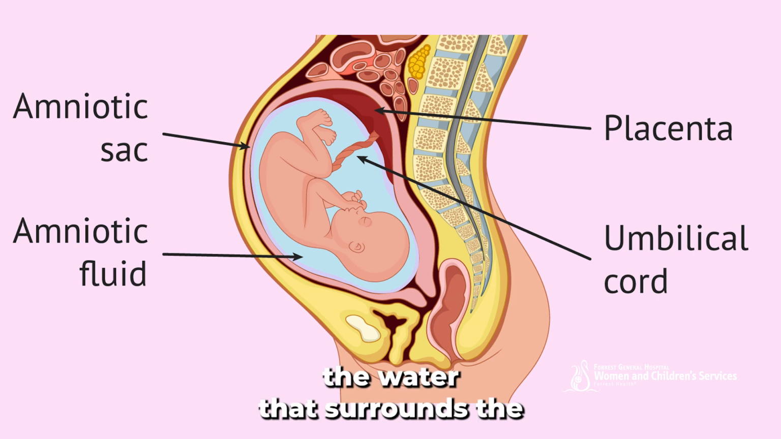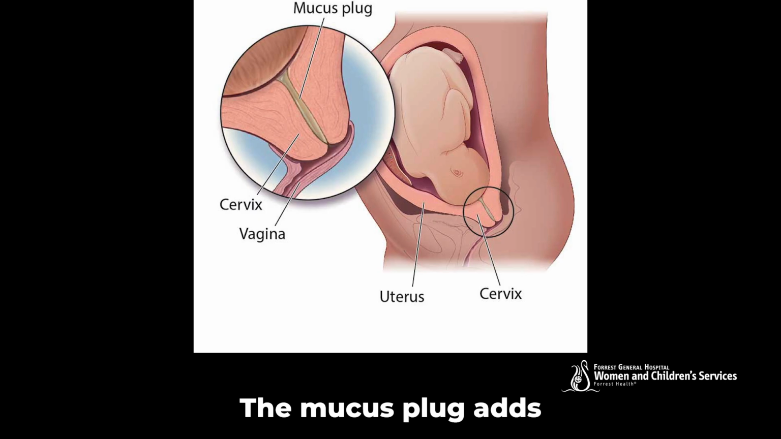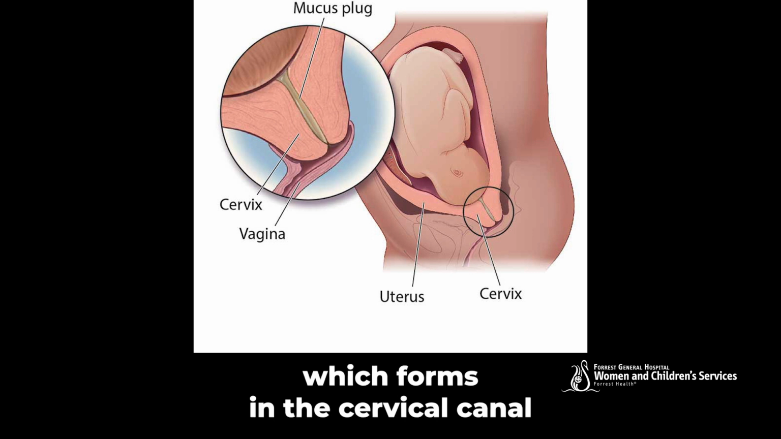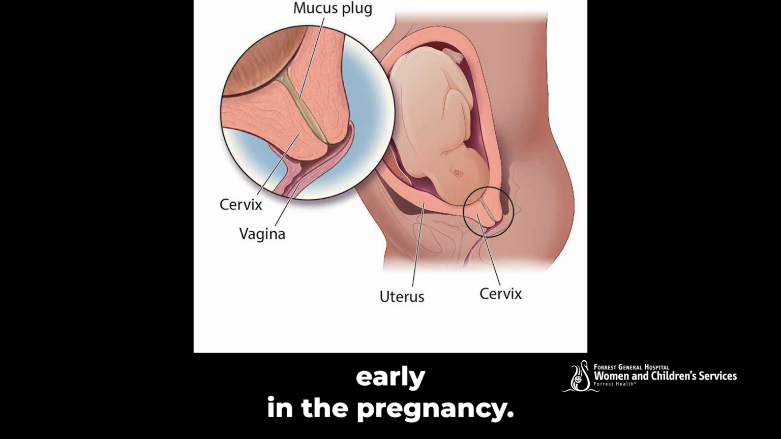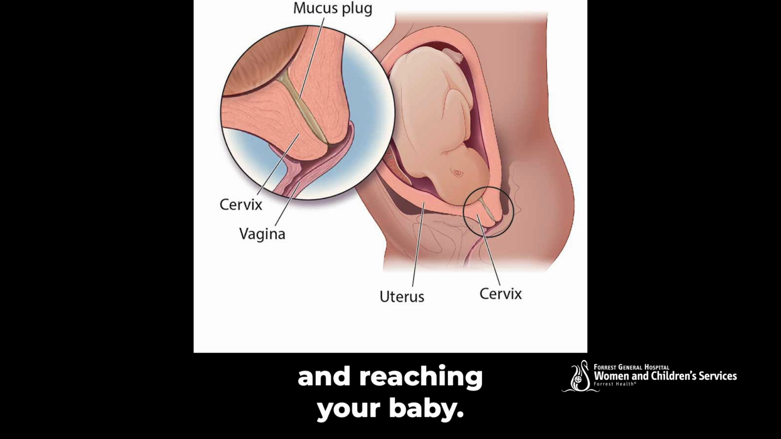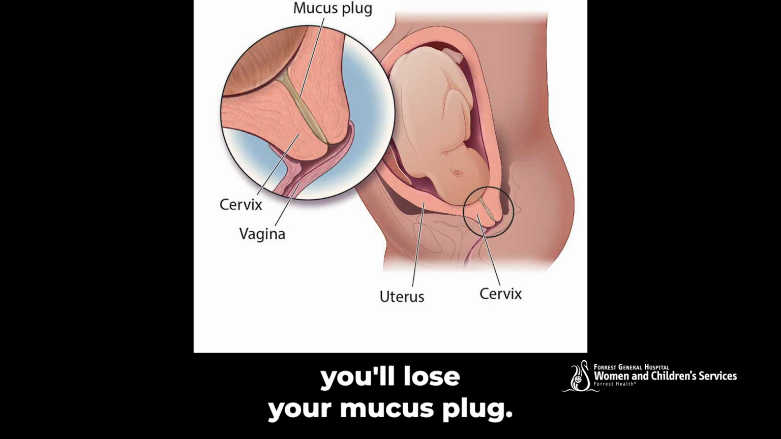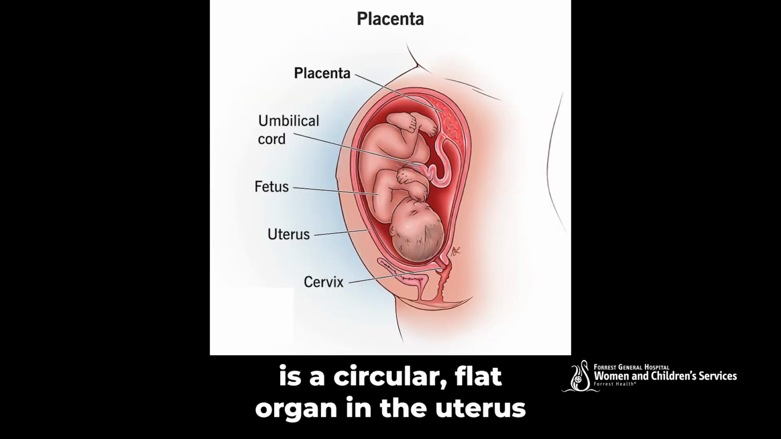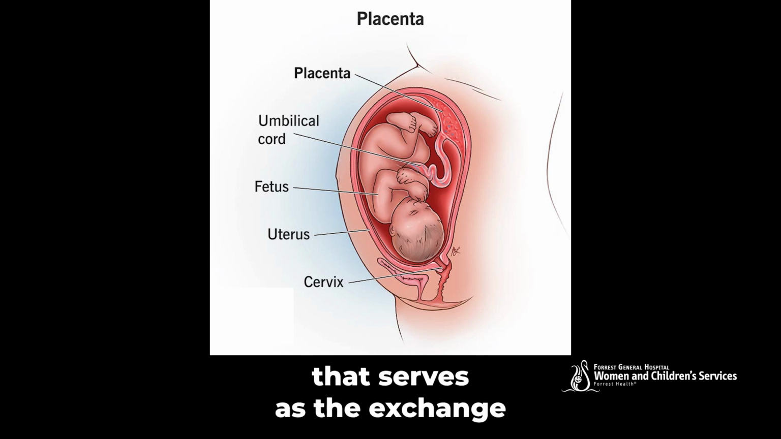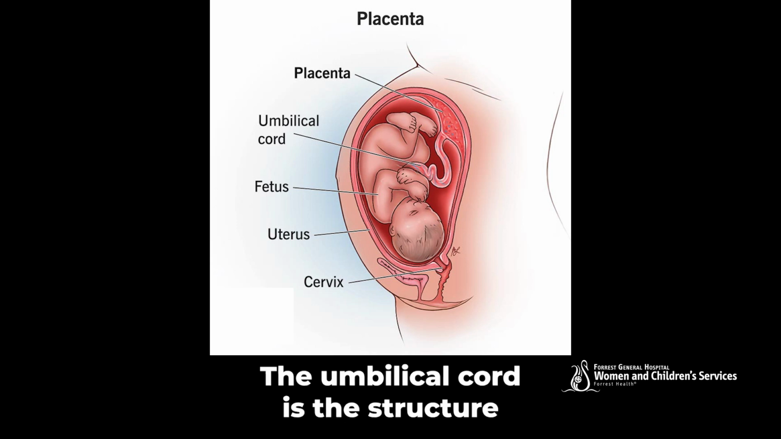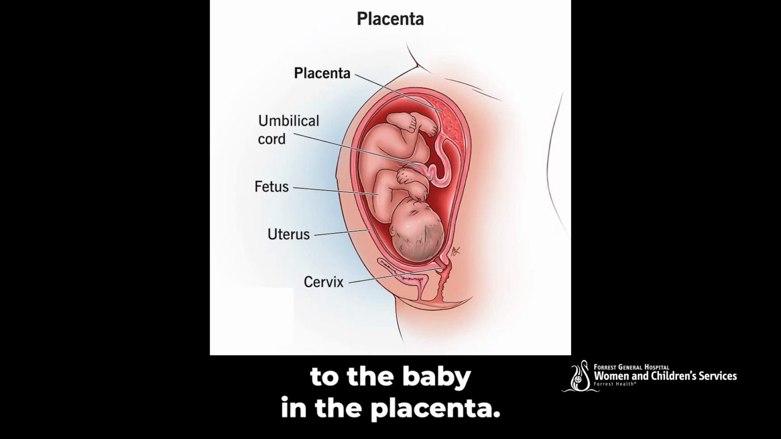Amniotic fluid is the water that surrounds the baby and protects the baby. The mucus plug adds another layer of protection which forms in the cervical canal early in the pregnancy. It prevents bacteria or infection from entering your uterus and reaching your baby. As your cervix prepares for labor, you'll lose your mucus plug. This is a common symptom in late pregnancy. The placenta is a circular flat organ in the uterus that serves as the exchange station for the nutrients and oxygen for your baby. The umbilical cord is the structure that connects the vessels to the baby in the placenta.